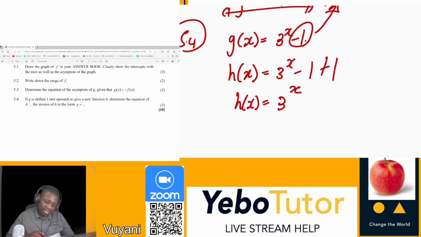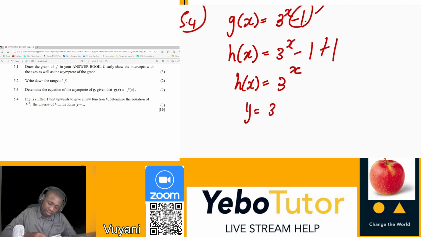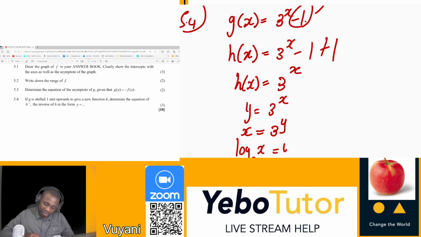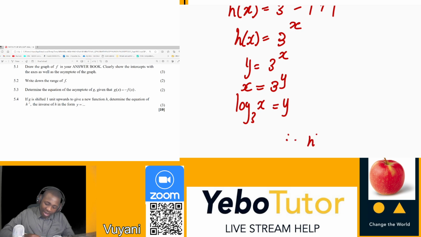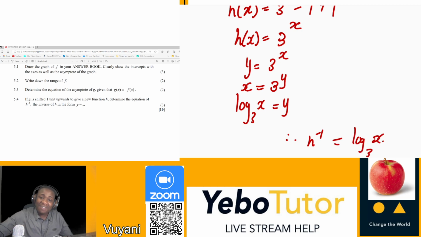Then after that, we now calculate the inverse. Of course, this is y equal to 3 to the power of x. Then we interchange. Then we have x equal to 3 to the power of y. Then we solve for y. The log base 3 of x is equal to y. Then therefore, h inverse, or the inverse function of h, is equal to log base 3 of x. Then after that, you have your marks.